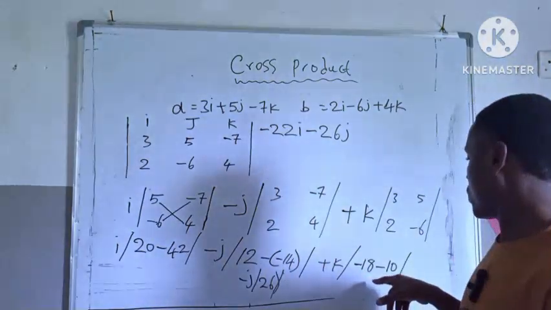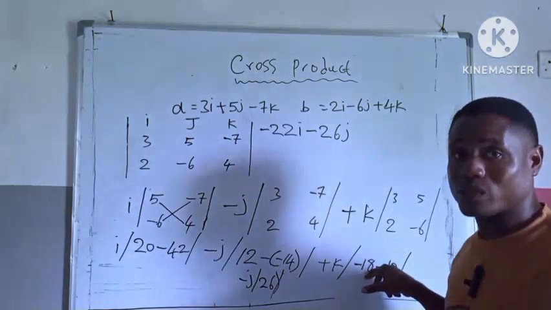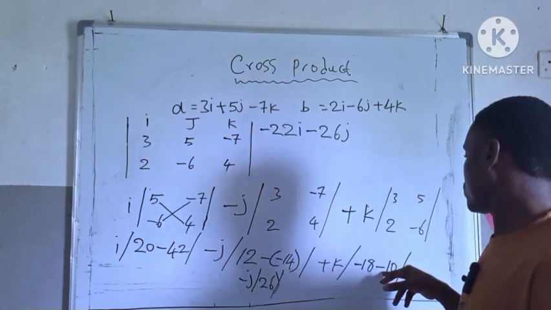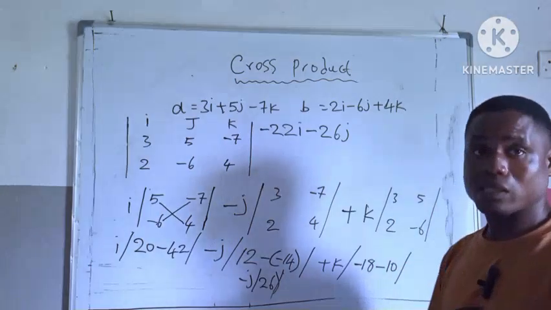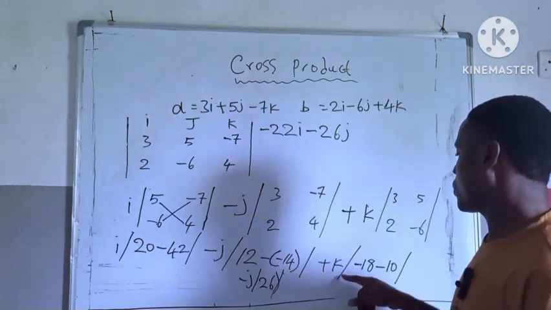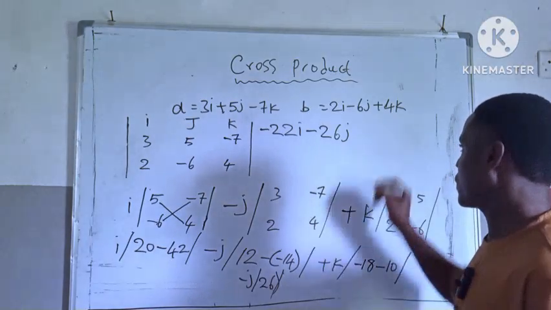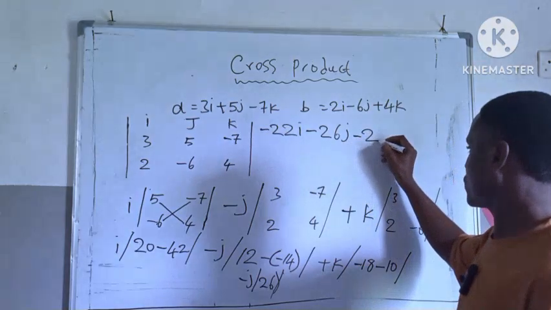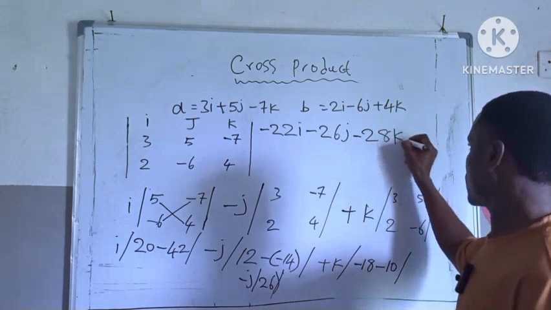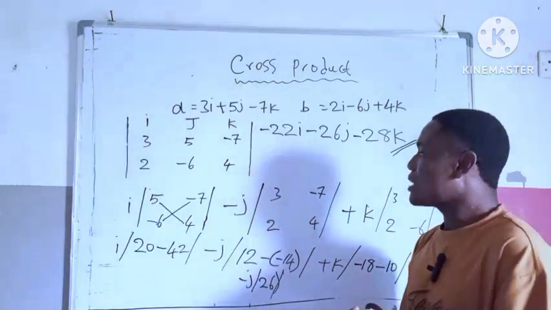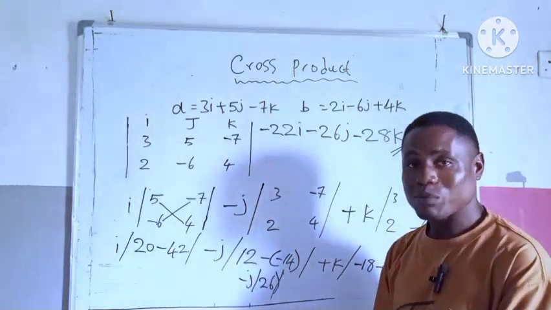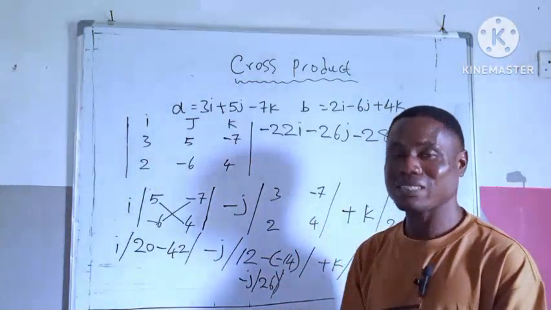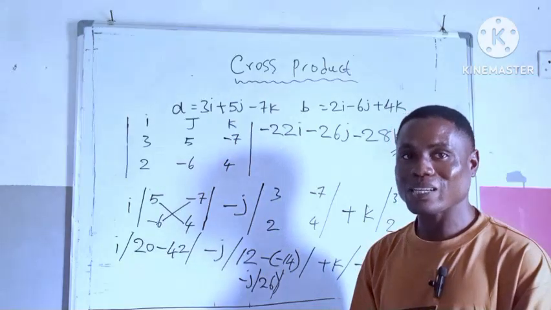So the last one is what? Now look at this place. I think I've explained all these things before. So minus 18 minus 10 is what? Minus 18 minus 10 is what? So open the bracket, it will now be minus 28k. Yeah, minus 28k. So you can see that this one is somewhat complicated, but if you follow the steps, you can understand everything. Yes, you can understand.